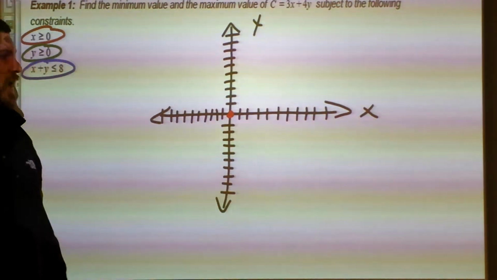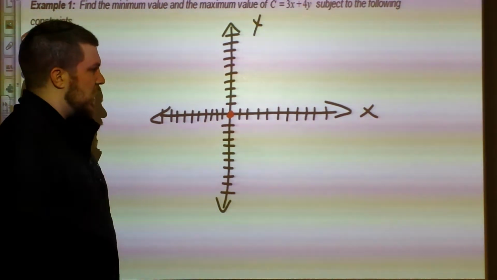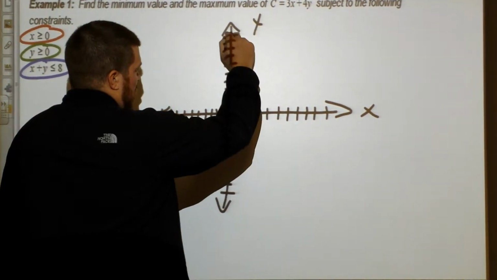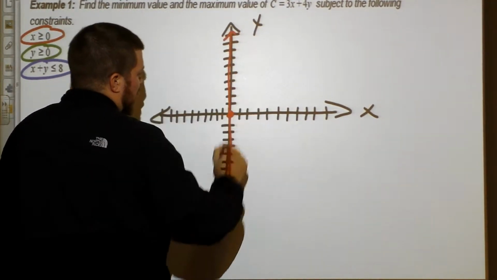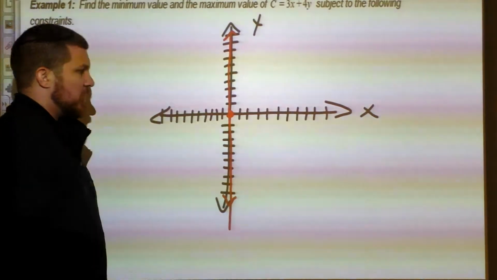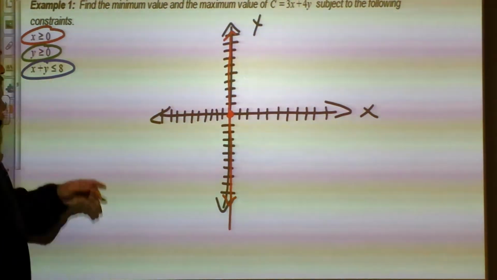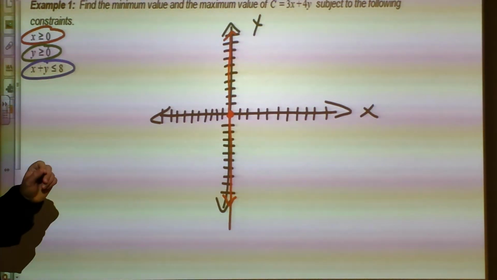Well, it's at x equals 0, so I'm looking for the line where x equals 0. So x equals 0 is pretty much my y-axis. That's my boundary line. Okay? Now, I want to go ahead and shade. I'm looking for all the values where x is bigger than or equal to 0.